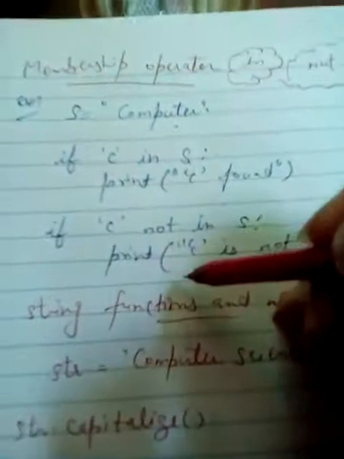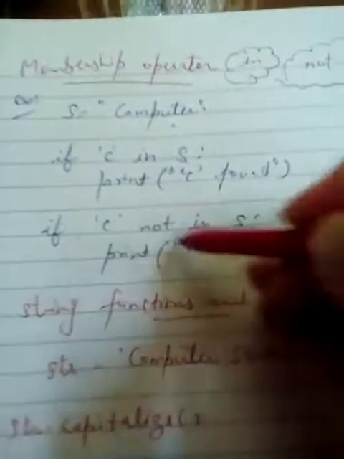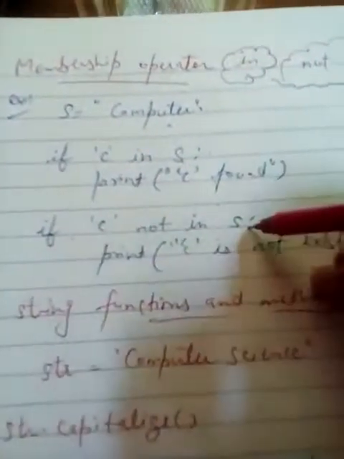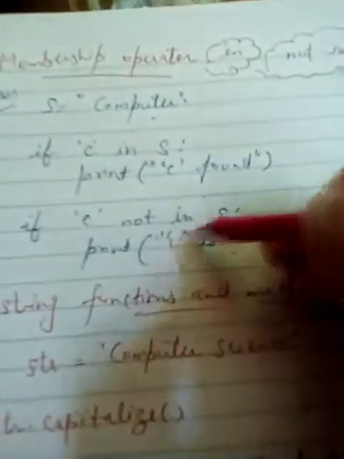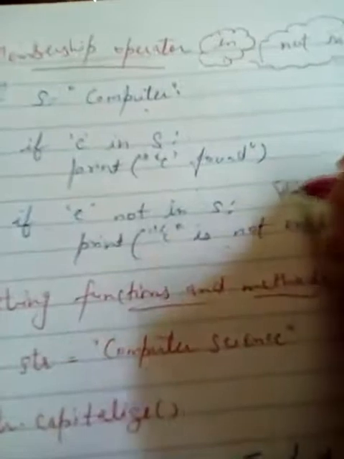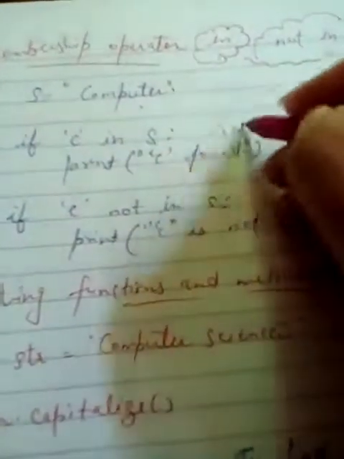Let's see not in, how it would be operated. If C not in S, then only this print statement would be executed, but still C is in this string here, so this operator will give you the answer as false. Its condition here is false and here it was true, so this statement would not be executed in this way.